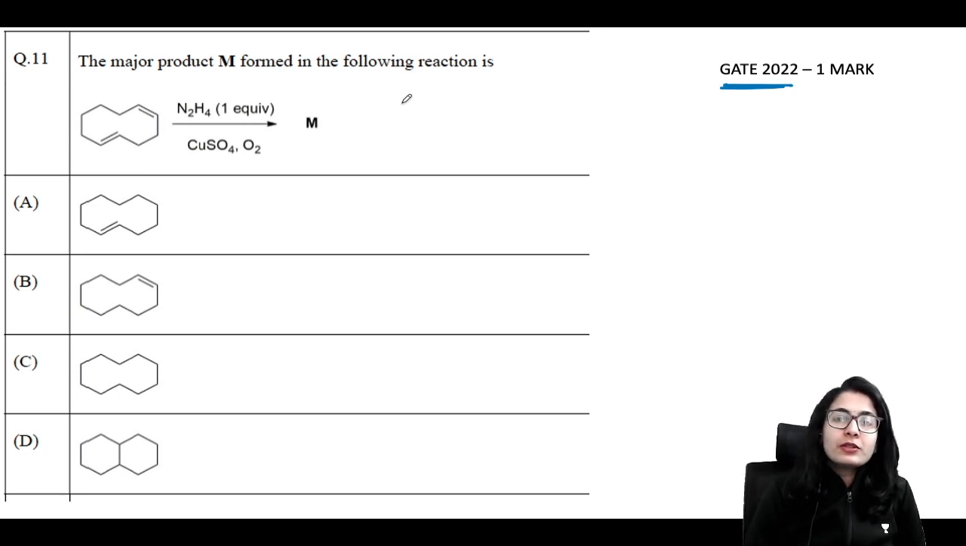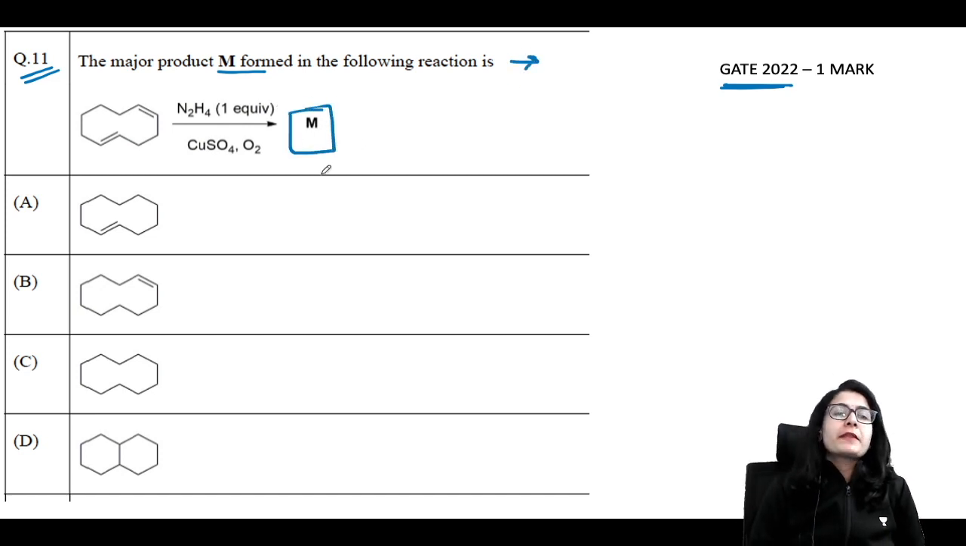All right. So yes, there are many important and really good questions in the GATE paper this time. Starting from question number 11, this is the first question that we do. The major product M formed in the following reaction is this one. So in the same molecule, you have two different types of alkenes, that is a cis alkene and an E alkene.